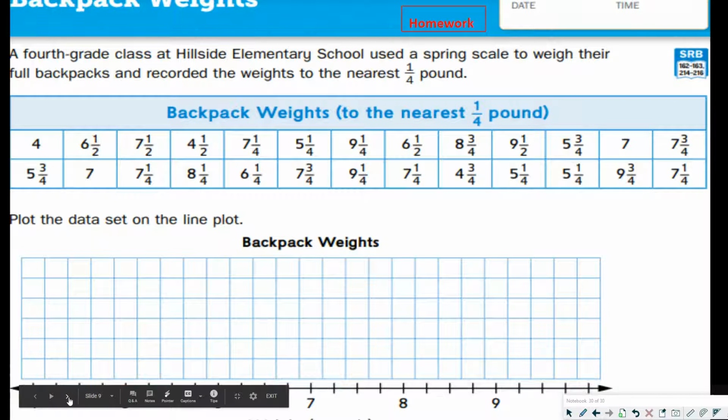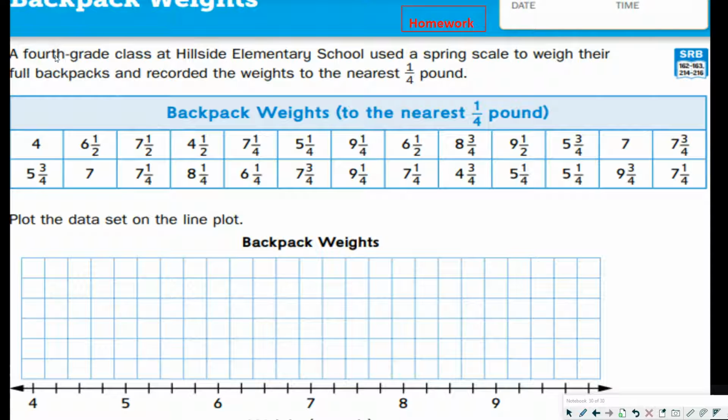All right, so this is going to be the page in your math journal today. You need to fill this in so that you can then answer some questions on the next one. So I'm going to get you started, and I'm going to show you how I would do this in a very organized way. So it says a 4th grade class at Hillside Elementary School used a spring scale to weigh their full backpacks and recorded the weights to the nearest 1/4 of a pound.